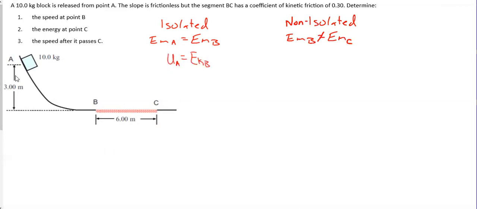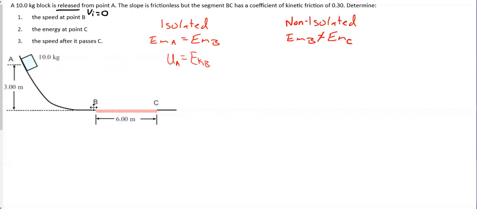So back to part A, question one, the speed at point B. Since we start at the very top, I know that I have gravitational potential energy. It says the block was released. So whenever I hear the word released, my first thought is, oh, my initial velocity is 0. So there's no kinetic energy to start with. So that means all I have for mechanical energy at point A is gravitational potential energy.